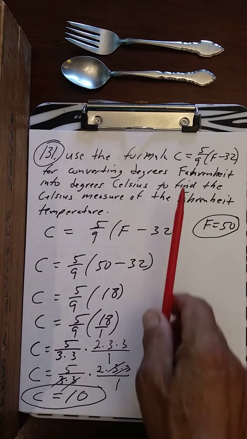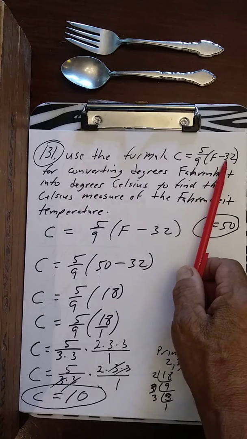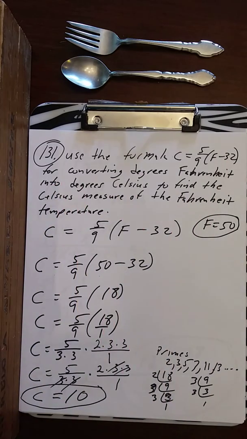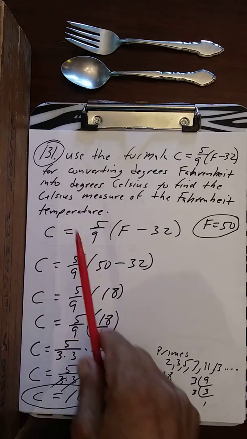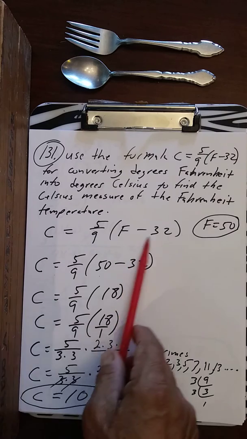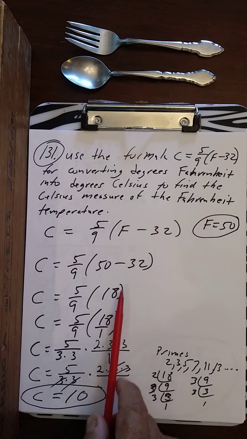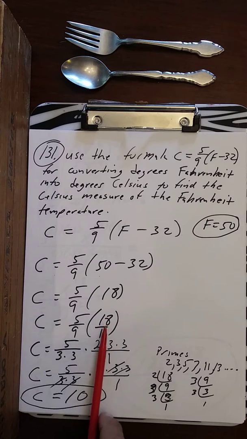Use the formula. Centigrade equals 5/9 times Fahrenheit minus 32. So now, for converting degrees Fahrenheit into degrees Celsius, to find the Celsius measurement of the Fahrenheit temperature below, C equals the formula. F is 50. Put it in there. 50 minus 32 is 18, and 18 over 1 is 18.